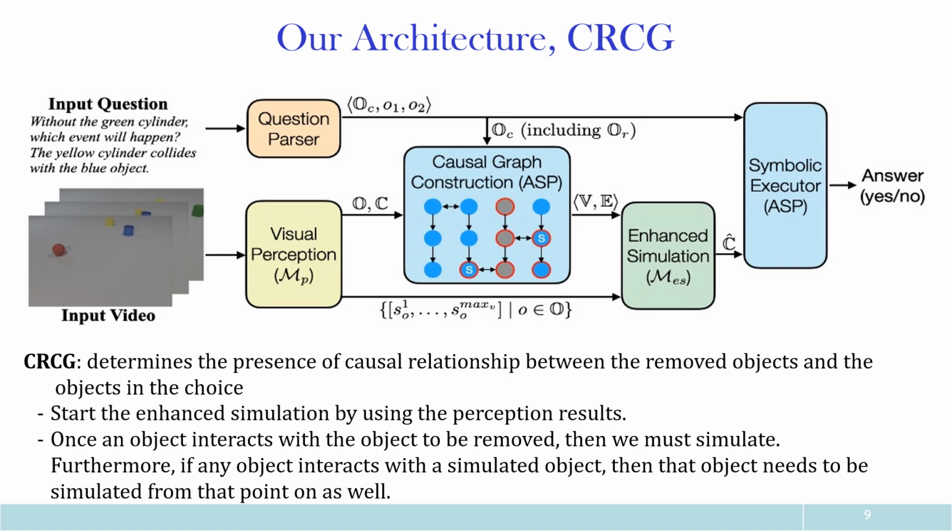Concretely, the simulation starts by initializing all objects as non-simulated. That is, we can use the perception result in the scene instead of simulating. If an object interacts with the object to be removed in the original scene, then that object must be simulated from that point on. Furthermore, if an object interacts with a simulated object, then that object needs to be simulated as well. Overall, this process saves a lot of simulation from happening, and hence provides higher accuracy, since perception is much easier than simulation.